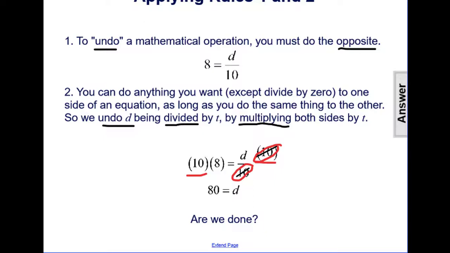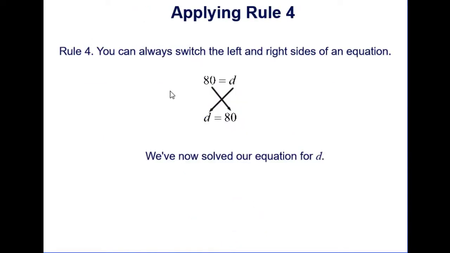You should answer that no, we are not done. You can always switch the left and the right sides of an equation because in order to be done, we need our variable to be on the left. So here 80 equals d, we're just going to switch to have d equals 80. And now we are solved for d because d is all by itself. It's alone on the left side. Little check mark to show that we're done.